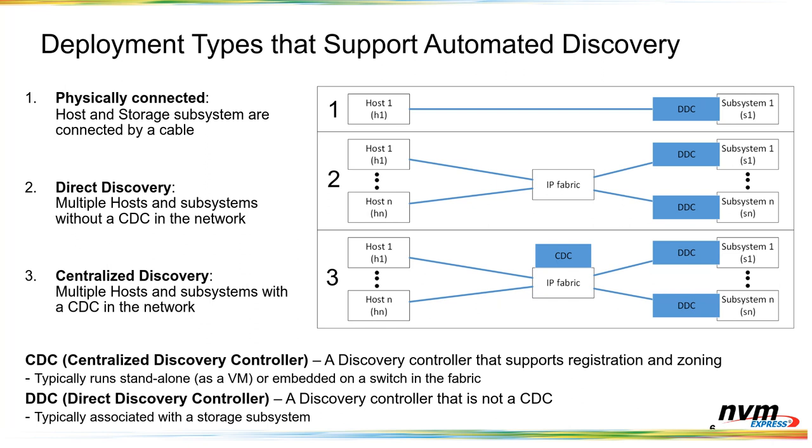So to that end, we also defined how to support direct discovery, and that's deployment type two, where you have multiple hosts connected to an IP fabric, and you have subsystems also connected, and there's no centralized discovery controller here. It's all just the discovery controllers on the arrays or on the subsystems.